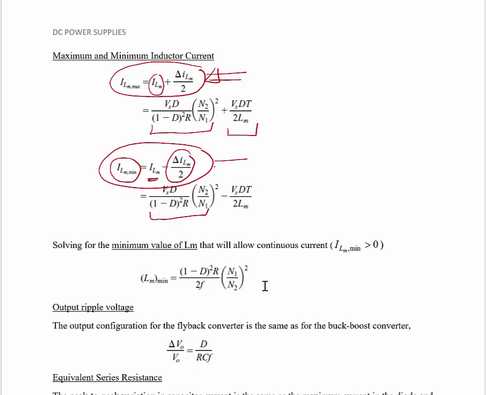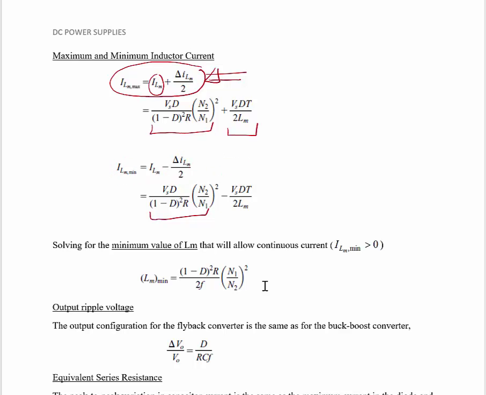This general expression is the same for all the converters we've looked at. The only difference is the actual formula which defines what the average is and what the change in the inductor current is for that particular converter. Very good. Let's go ahead and erase some of this.